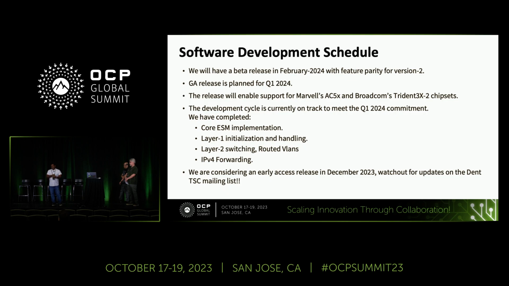So that's the end of the technical part. This is more about the update on the progress that we've made so far. We'll be ready for a beta release in February 24 with the feature set at parity with Dent-SAI. The GA release is expected in Q1 24. The release will have support for Marvell's AC5X and Broadcom's Trident 3X2. We are on track to meeting those deadlines, and expect some sort of an early release in December based on what the Dent TSC makes a decision on.